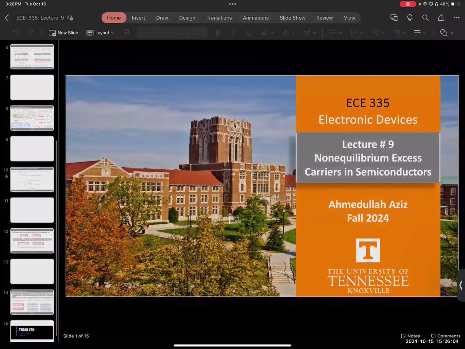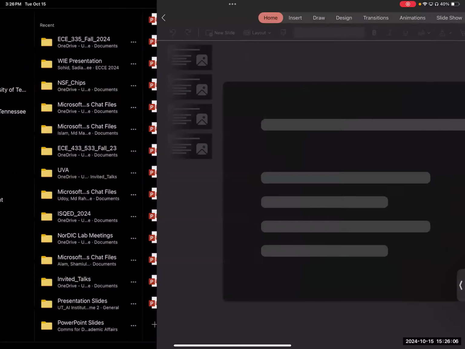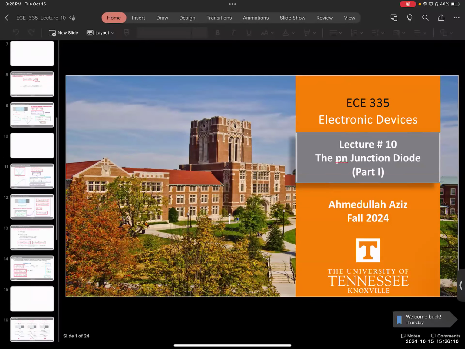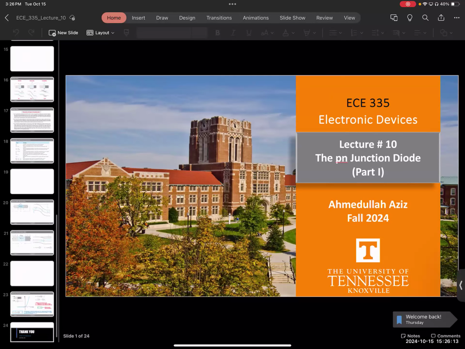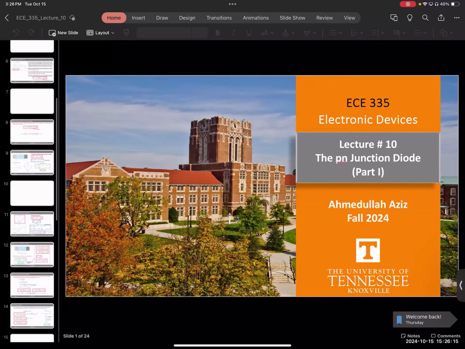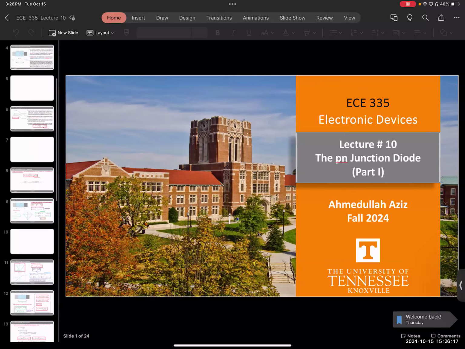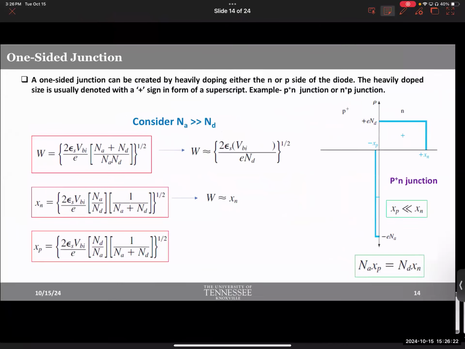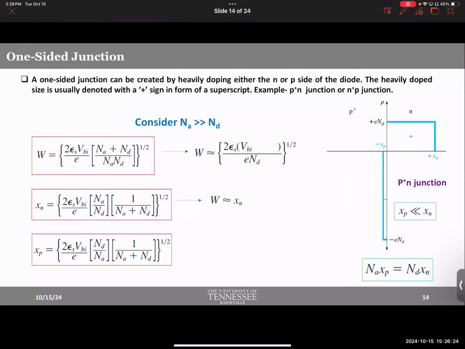No, not this one. I meant to go to 10. I want to show you something. Yeah, this slide. See, there was a slide titled one-sided diode. And by the way, you have a midterm on Tuesday. Okay, so there you go. You have to practice more, okay? Don't feel like you understand everything.